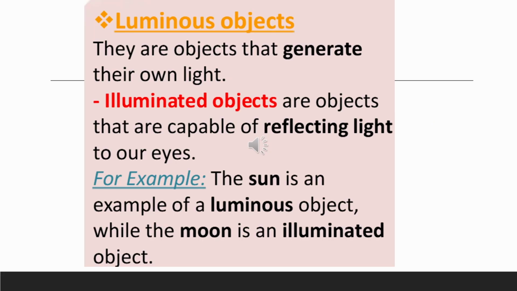So, luminous objects are objects that can generate their own light. For example, the sun. Whereas illuminated objects are objects that are capable of reflecting light to our eyes. For example, the moon.